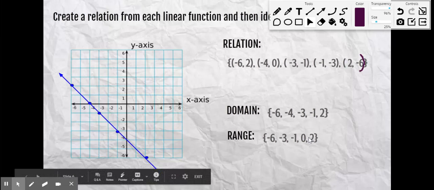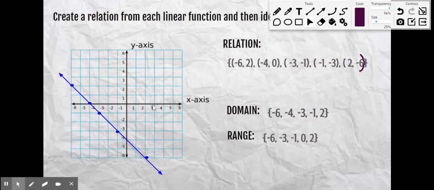Hopefully this video gives you a quick insight into building a relation, domain, and range list in set notation from the given graph. Have any questions? Let me know.